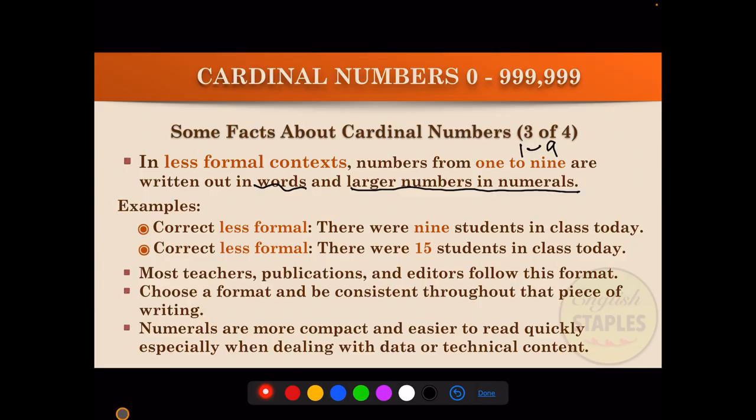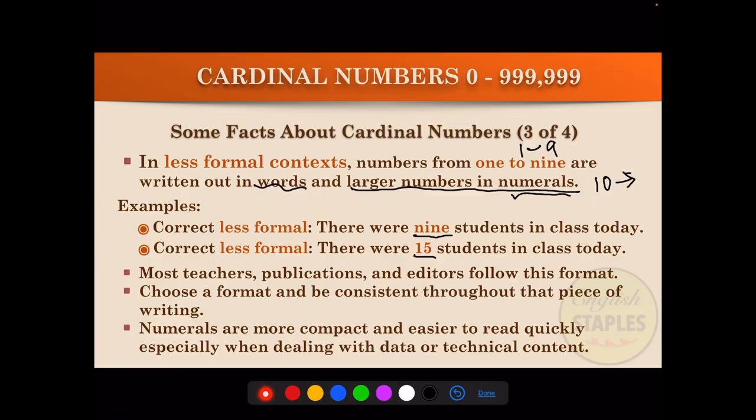Example, there are nine students in class today. Because we said from 1 to 9 are written out in words, the word nine is written out. There are 15 students in class today. So larger, so 10 to whatever, you use numerals. So that's why we have 15, because it's greater than 10.